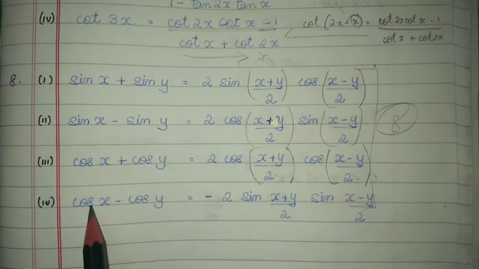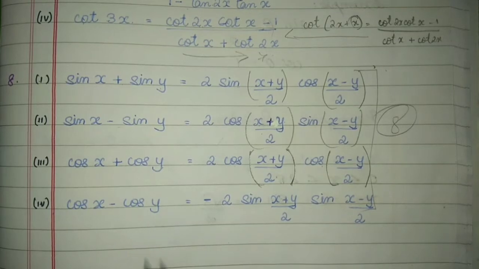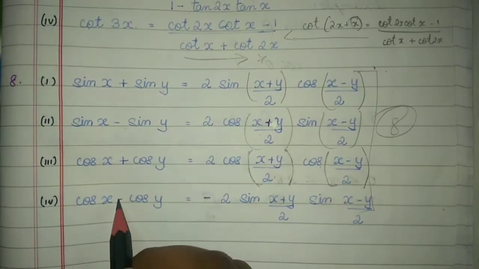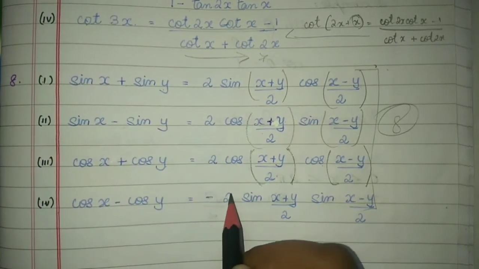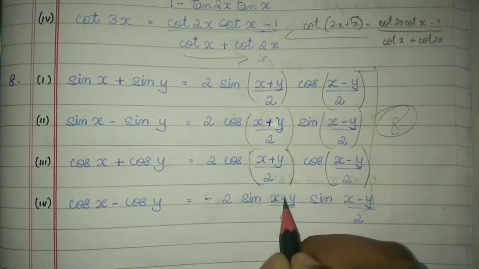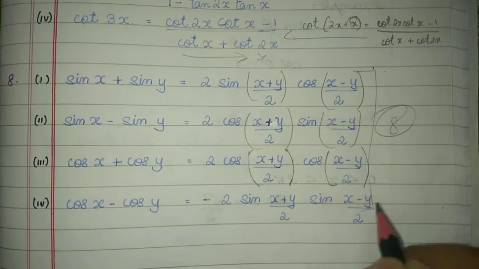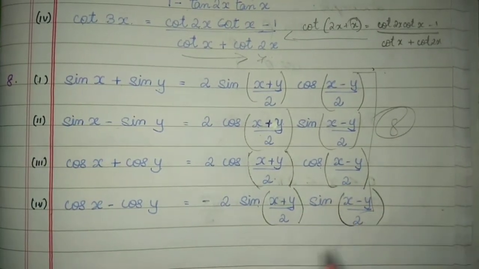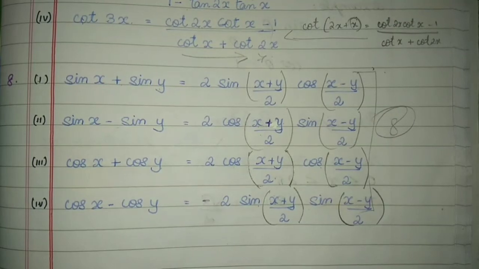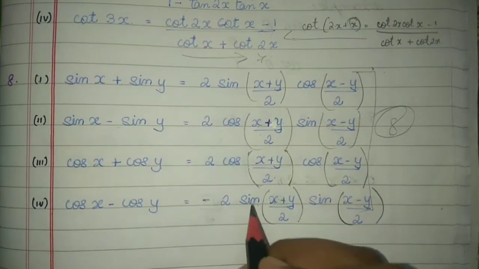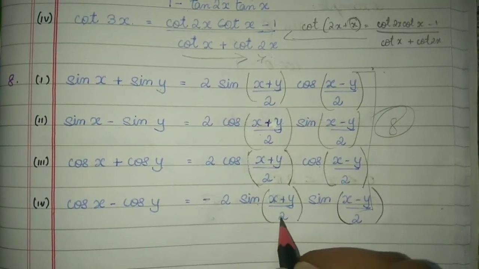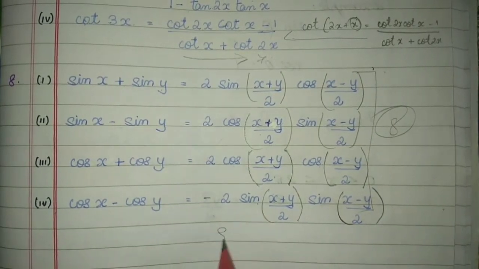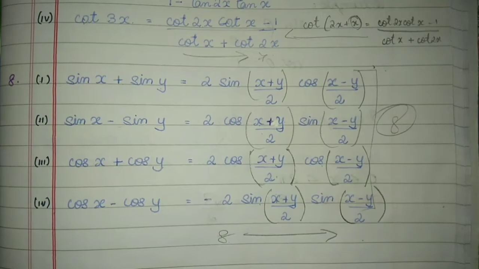The fourth formula is cos x minus cos y. Here only there's a twist, it is minus. So if minus is here, here also minus is there: sin((x+y)/2) into sin((x-y)/2). Here no cos is coming. If it is cos x minus cos y, there is no cos, only sin: sin((x+y)/2) into sin((x-y)/2). With this, the 8th set is over.